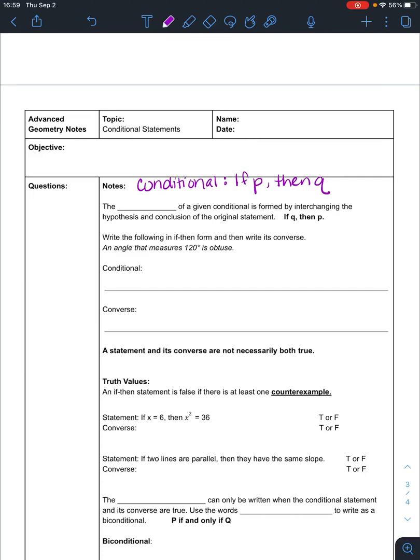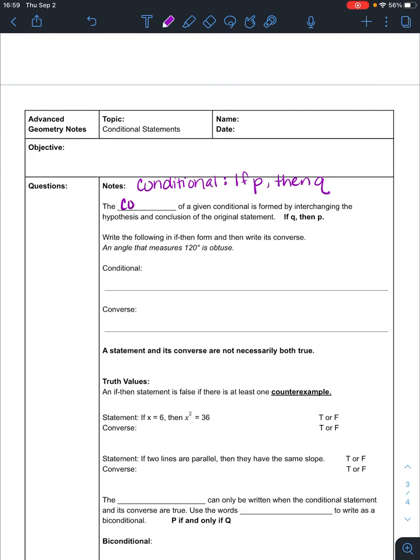We'll continue with conditional statements, and there are actually 4 conditional statements total. Our initial, original conditional statement is what we call the conditional, and that was if P then Q, right? If the hypothesis, then the conclusion. So we're going to add 3 more.